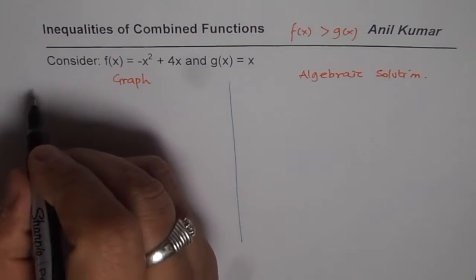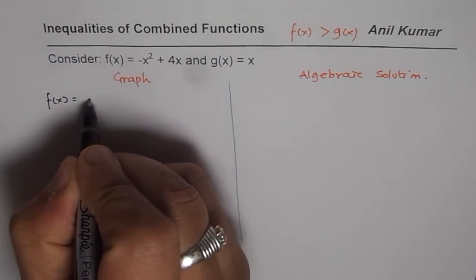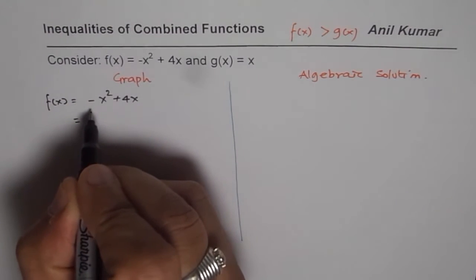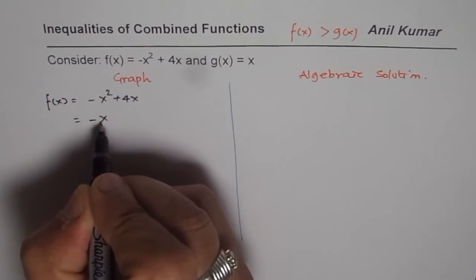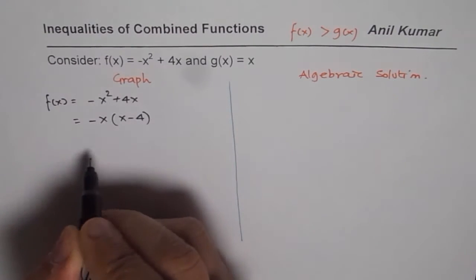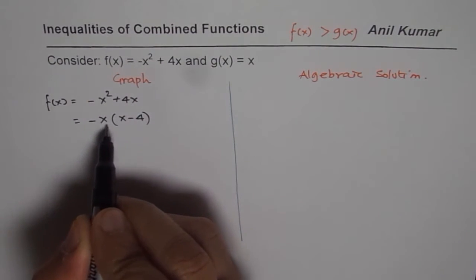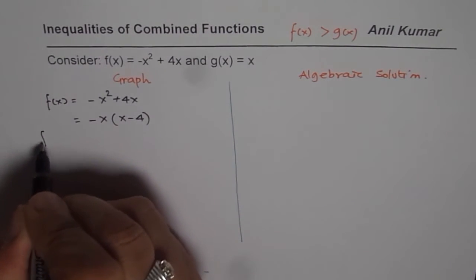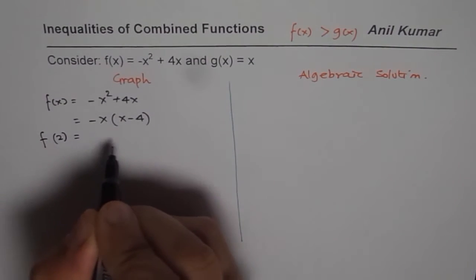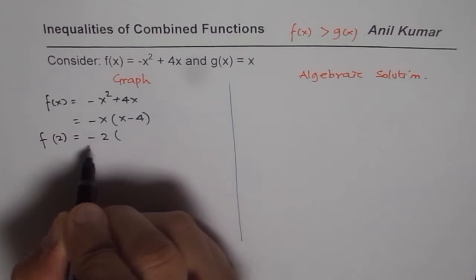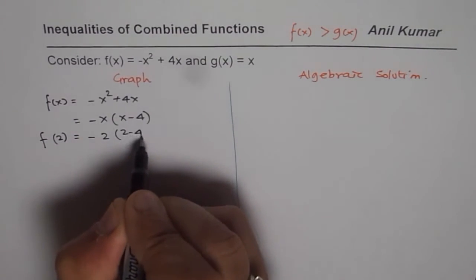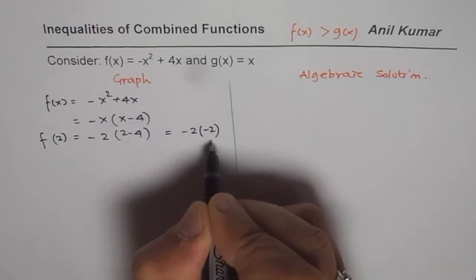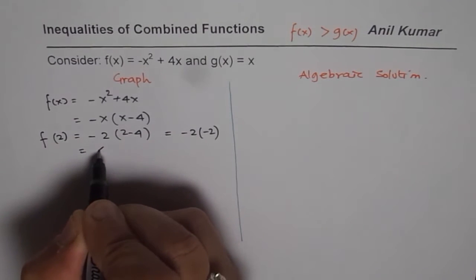We're given the function f of x equals minus x squared plus 4x. If I have to sketch this graph, let me write it in the factored form. I can take minus x common, I get x minus 4. So we get two zeros, one at 0, the other at 4. Maximum in this case, because it opens downwards, should be midway between the two zeros. So f of 2 will provide us with that value, which is minus 2 times minus 2. So f of 2 is plus 4 for us, right?